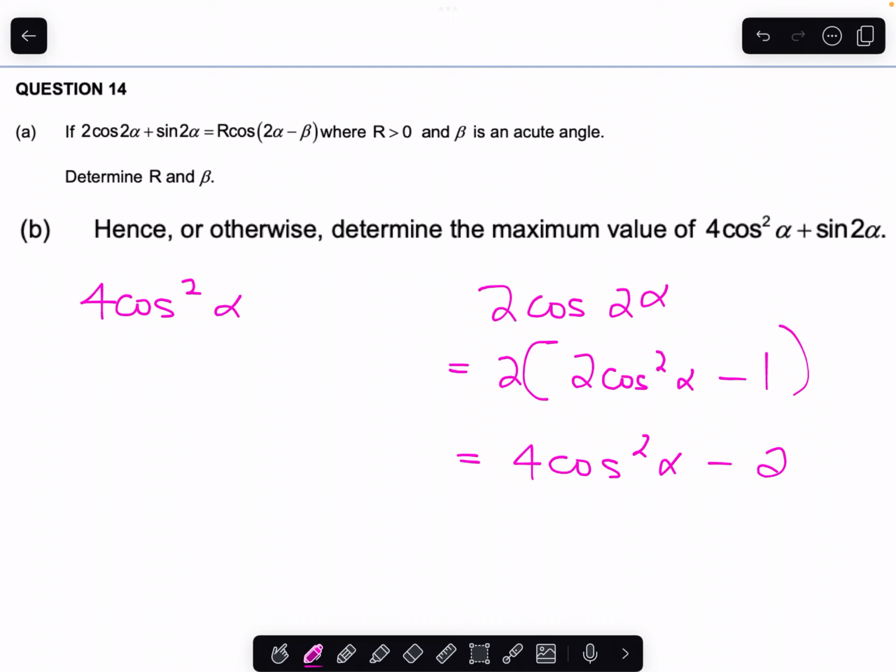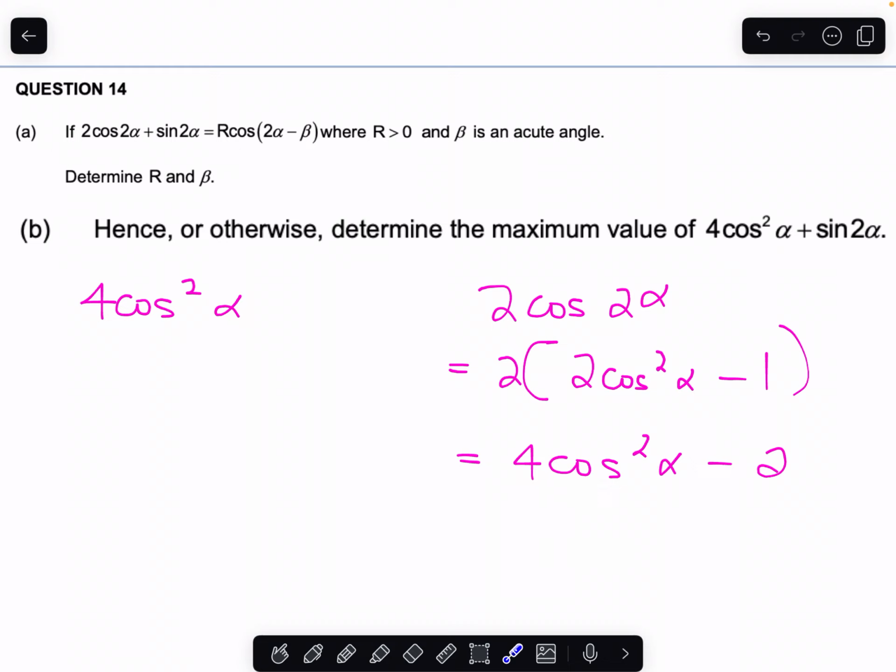Right. So the connection between these two is that this is 2 more than this, right? This is 4 cos squared alpha minus 2. So this is 2 units more than this. So I can figure out the maximum value of this by figuring out the maximum value of this, and then recognizing that whatever its maximum is, the maximum of this will be 2 units more than the maximum of this, right?